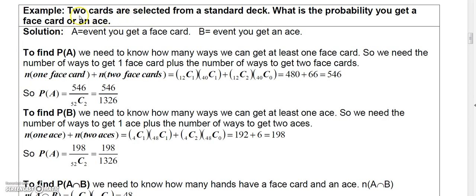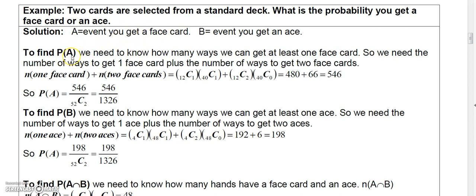This next example is a little more complicated. 2 cards are selected from a standard deck. What's the probability that you get a face card or an ace? Well, let's let A be the event you get a face card in the 2 cards, and B the event you get an ace in the 2 cards. So what we need to do is find the probability of A, find the probability of B, and then find the probability of A intersect B.